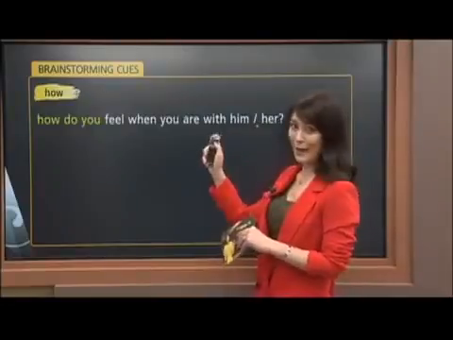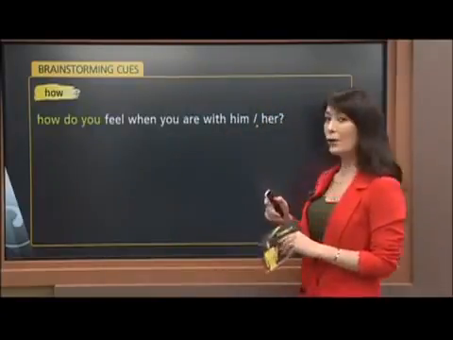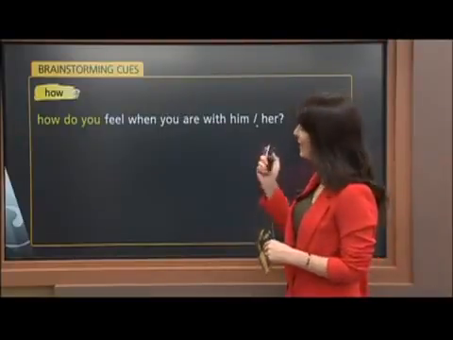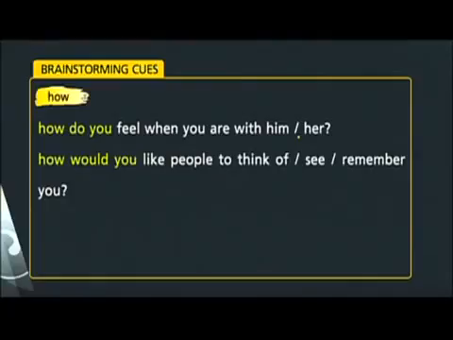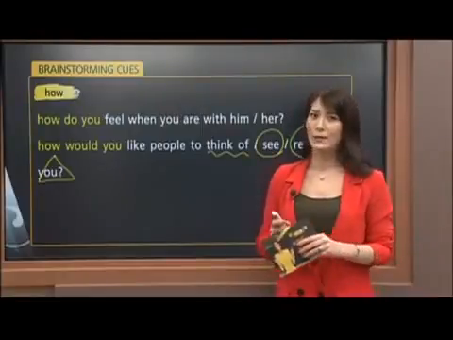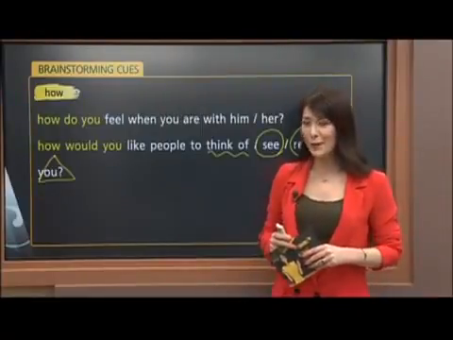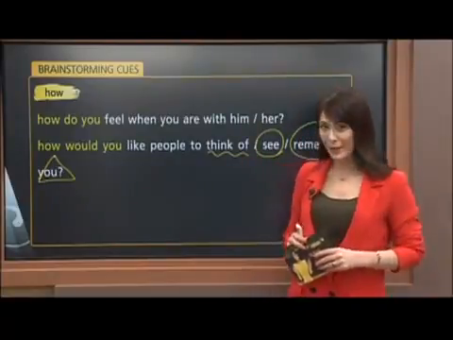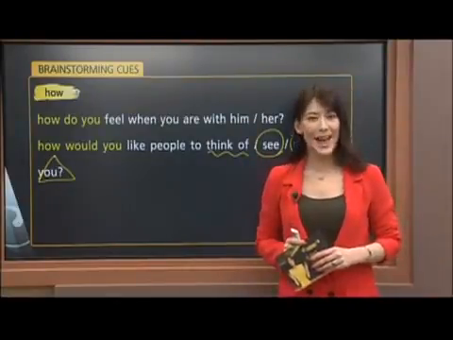Brainstorm that, and moving on to our final how. How do you feel when you are with him or her? Comfortable, happy, uncomfortable, sad, depressed, energetic? Think about all those things, and moving on to our final question, how would you like people to think of or see or remember you? So what kind of person do you want people to think that you are? Of course, I would like people to feel happy when they're with me, comfortable when they're with me, and of course, I would love to have people enjoy being with me. So think about those things as well. Okay, we are done brainstorming our cues. If you're ready, let's move on to our next segment, which is actual talk.